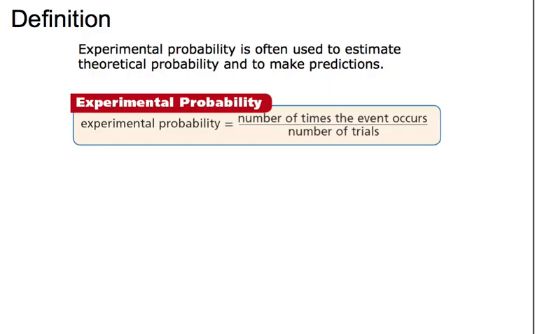Now we've already introduced you to theoretical probability. Now we're going to move on to experimental probability and the examples. So on this slide, this is the definition. A definition for an experimental probability is often used to estimate theoretical probability and to make predictions. So what you want to do is figure out the number of trials is in the denominator, and then in the numerator is the number of times the event actually occurred.